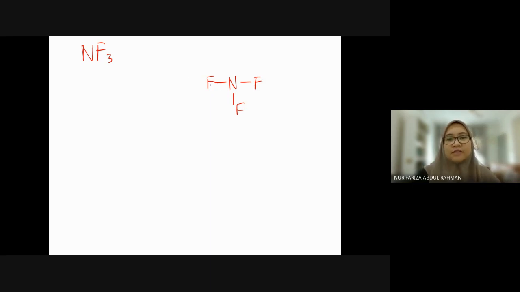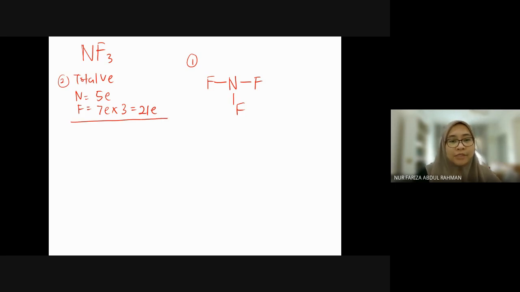So nitrogen, fluorine. So this is the placement of the atom. Next step, kita go for this one. The second step is to total all the valence electron. So nitrogen, we have 5 electrons. So how do we know this? Because nitrogen come from group 15. That means it has 5 electrons. Fluorine has 7 electrons. So we have 3 fluorine atom, right? So times with 3. So it is 21 electron. When we total up the electrons, we got 26 electrons there. So we have to make sure all these 26 electrons must be distributed among the atoms in the molecule.